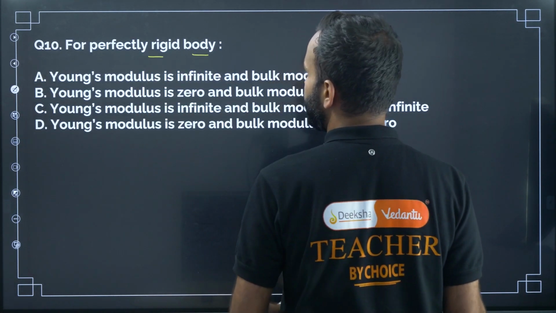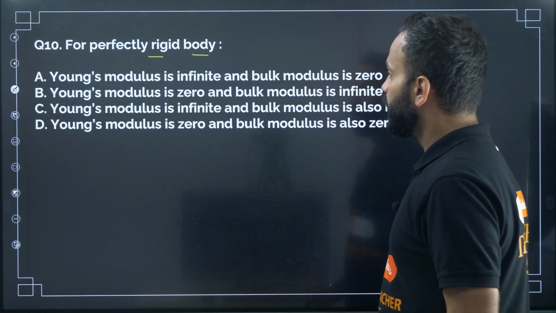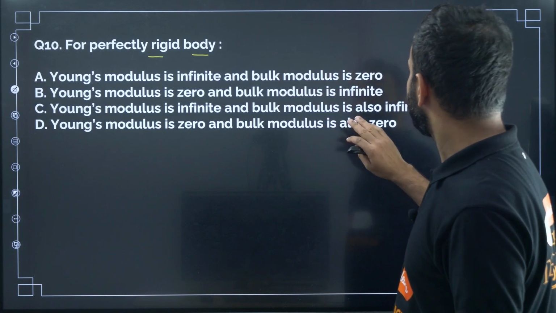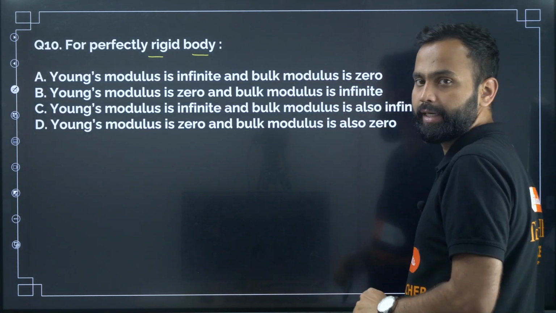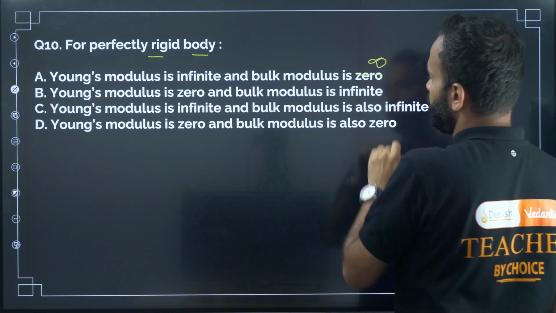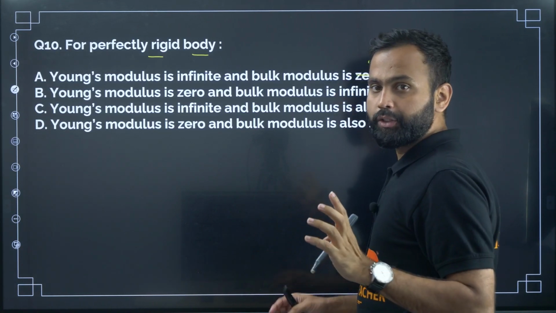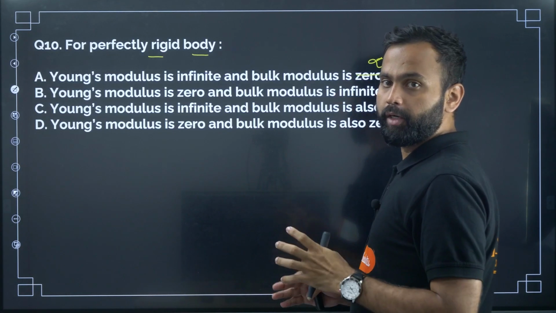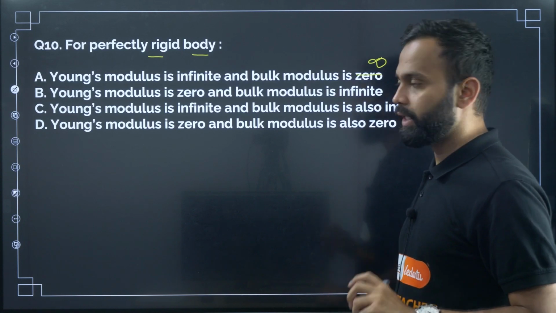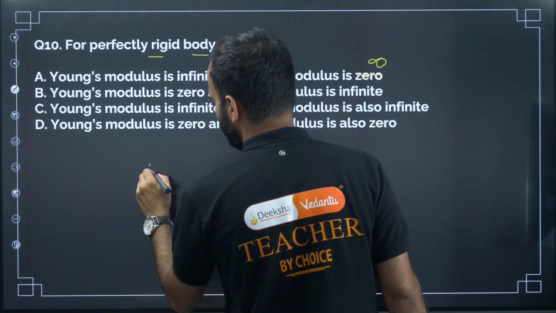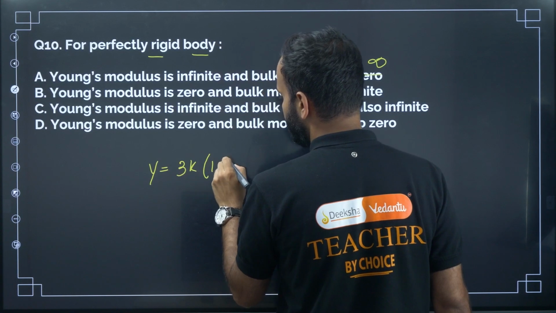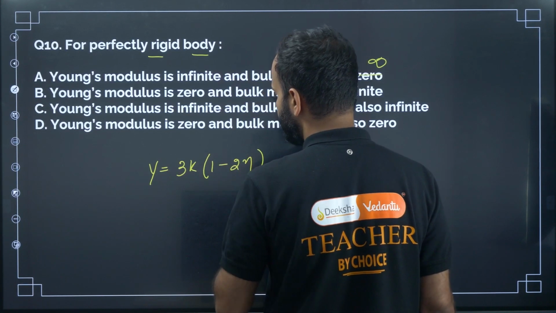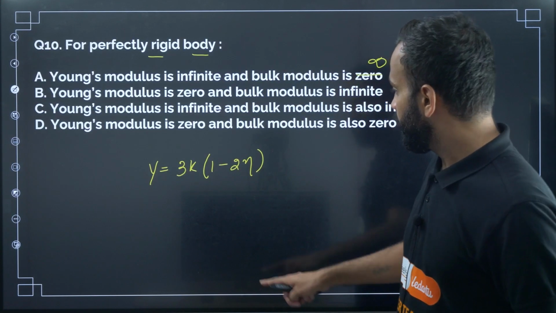Next question, question number 10. For a perfectly rigid body, Young's modulus is infinite and bulk modulus is 0. This one is wrong, right? Bulk modulus is also infinite, isn't it? Okay, let's see how. We know the relationship between Young's modulus, bulk modulus and modulus of elasticity, that is Y equal to 3K into 1 minus 2 eta. Eta is the modulus of elasticity.